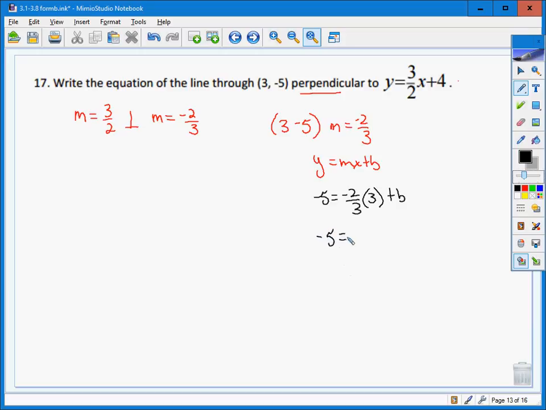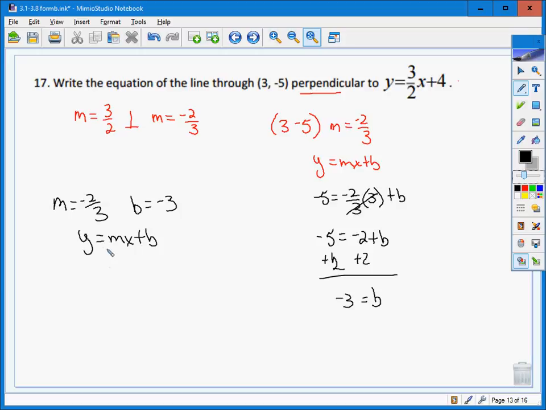-5 equals, these would cancel out, -2 plus b. Adding 2 to both sides, b would be equal to a -3. If my slope was a negative 2/3 and my y-intercept was a -3, remember that when you're writing something in slope-intercept form, all I have to do is replace m and b. Y equals -2/3 x minus 3 would be my equation.